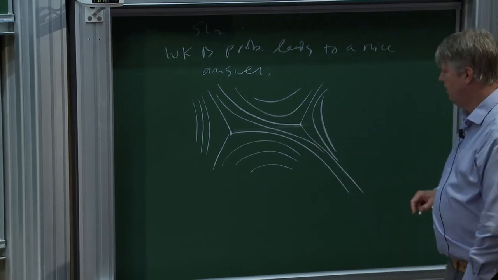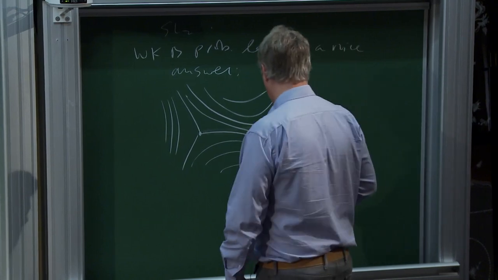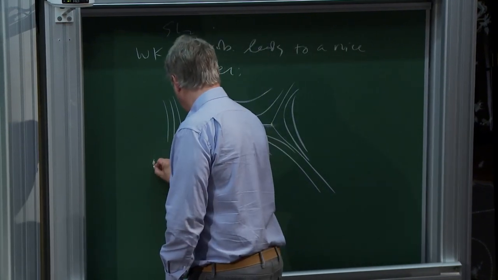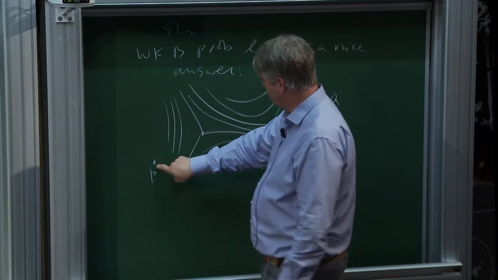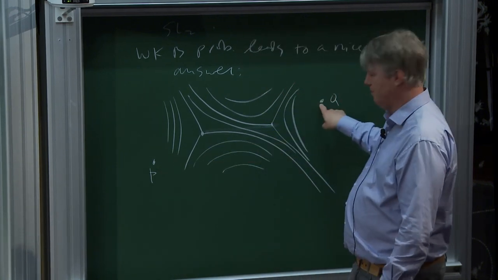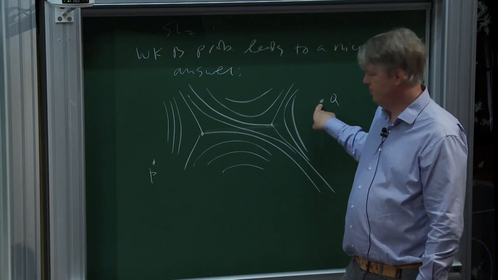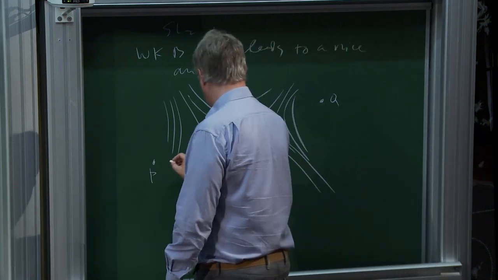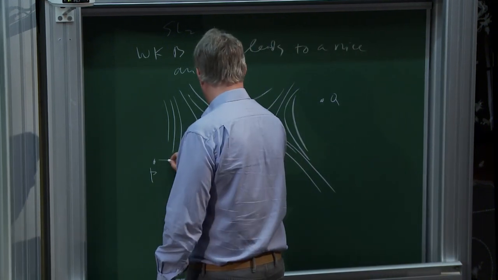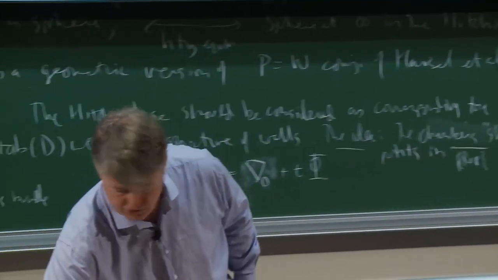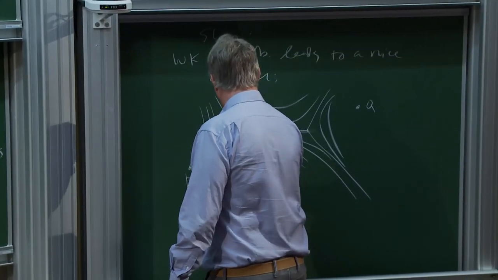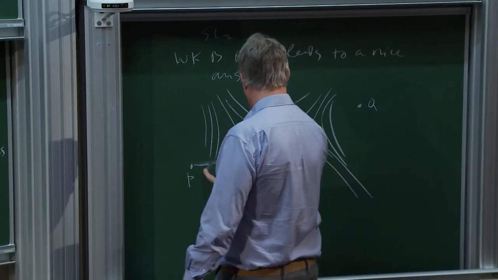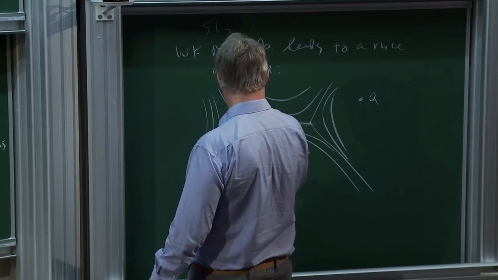Now suppose we have a point here and a point here, and we'd like to calculate the transport for our connection from the point P to the point Q. Let me do this with color. Then we take a path joining P to Q. If we take a path which is transverse to the foliation, what's going to happen here? This is not good.